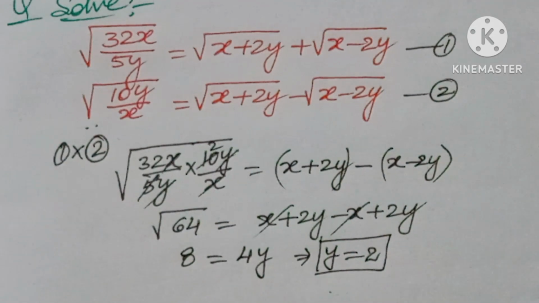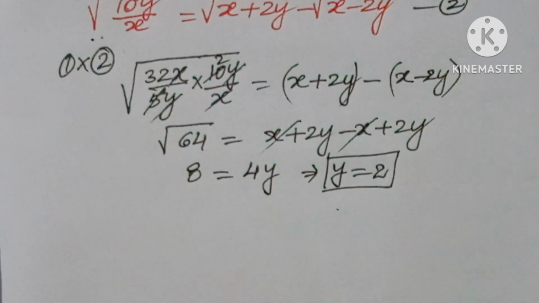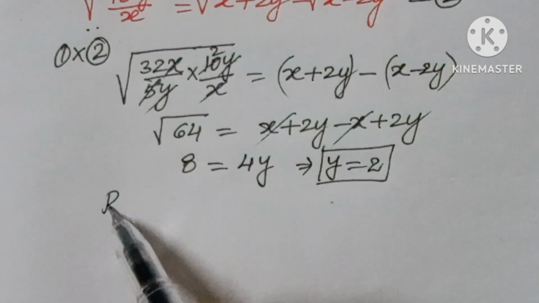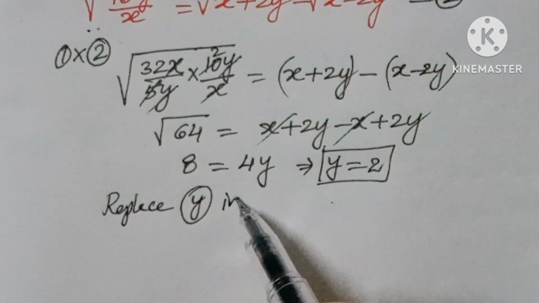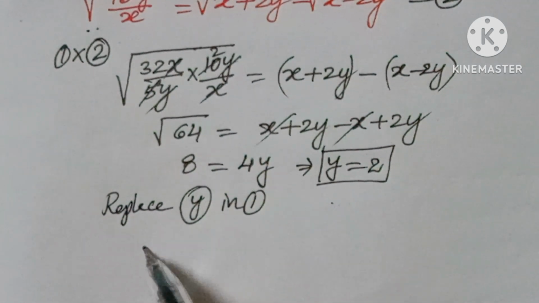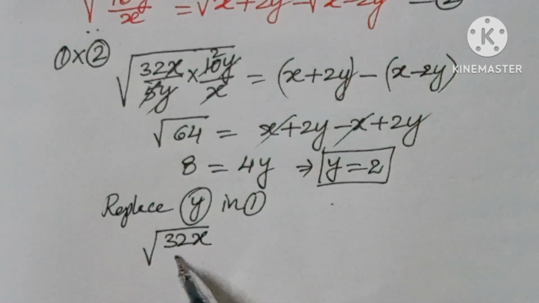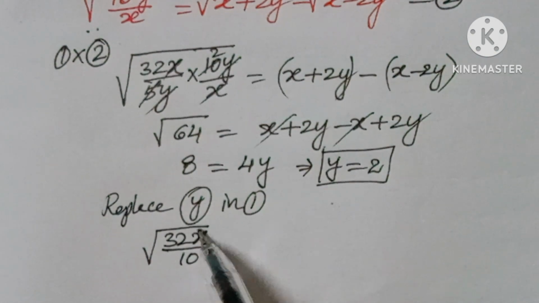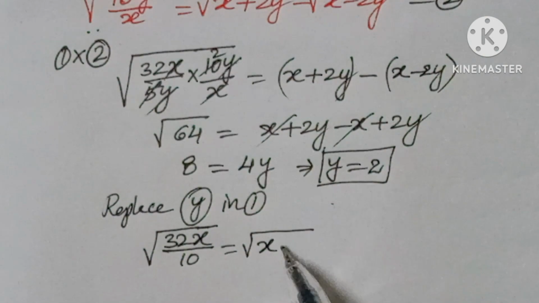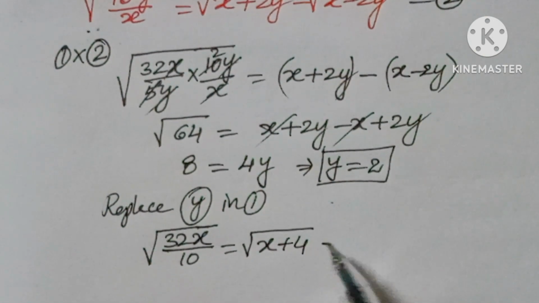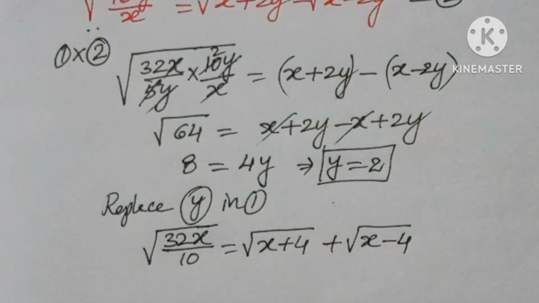So here you are taking only positive values. Now replace y in 1. So what will we get here? Square root of 32x by 10 is equal to square root of x plus 4 plus square root of x minus 4.